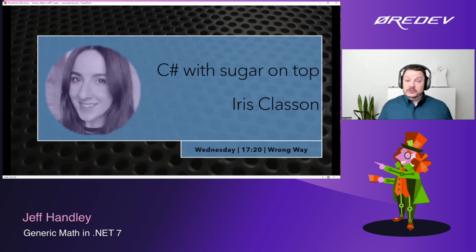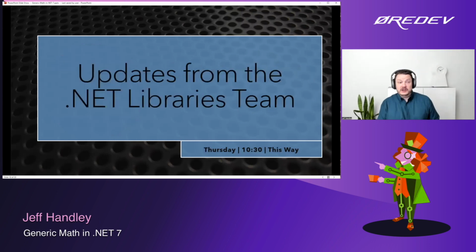And I want to plug a couple of sessions. Iris Clausen, I think I saw her in the room before. She's got a session later today, C# with Sugar on Top. While this session here focused on generic math and some of the language features that powered it, Iris is going to talk about some of the other new language features in C# 11. I'm excited to watch that session. I hope that you'll see that as well. And then tomorrow, I've got another session where I'm going to talk about broader updates from the .NET Libraries team. What other library updates are included in .NET 7 that I want to make sure you folks hear about.